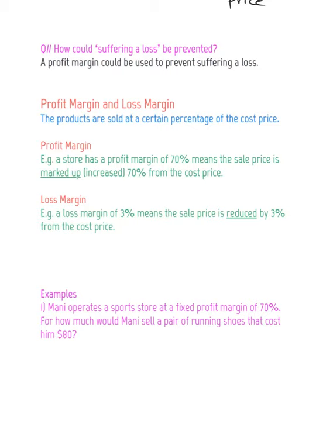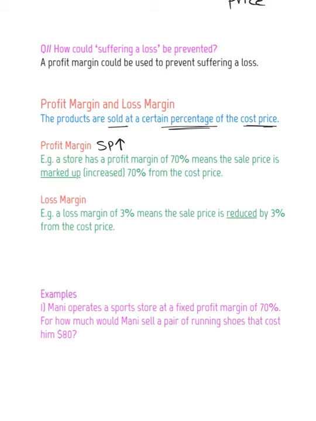So to prevent having a loss, what can we do? Well, a profit margin could be used to prevent suffering a loss. There's also a loss margin, of course, but essentially it's when the product is sold at a certain percentage of the cost price. A profit margin is when the selling price is increased.